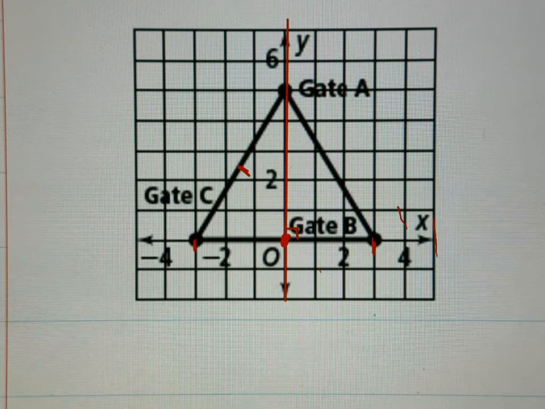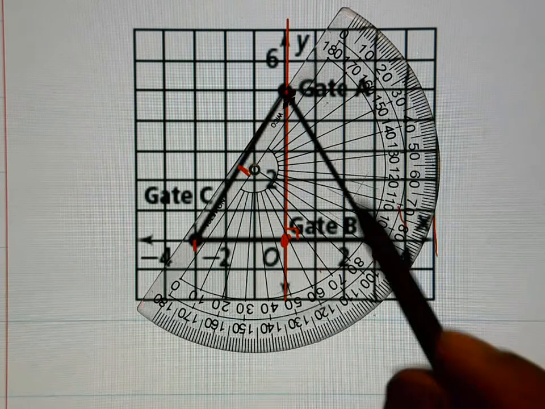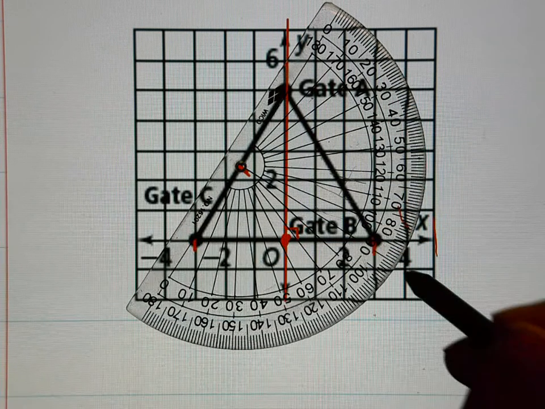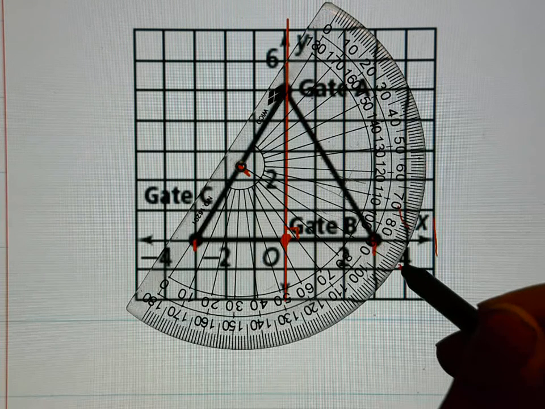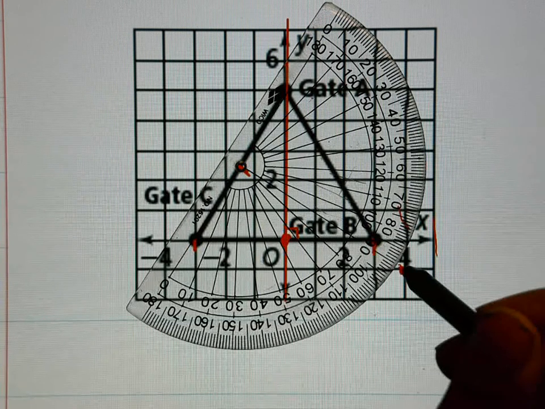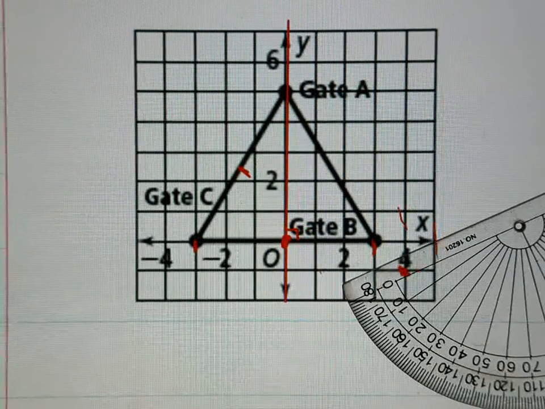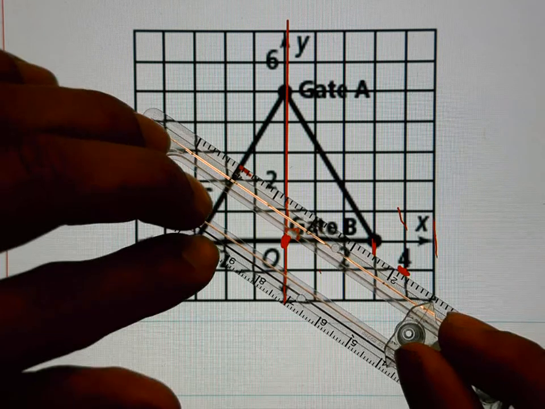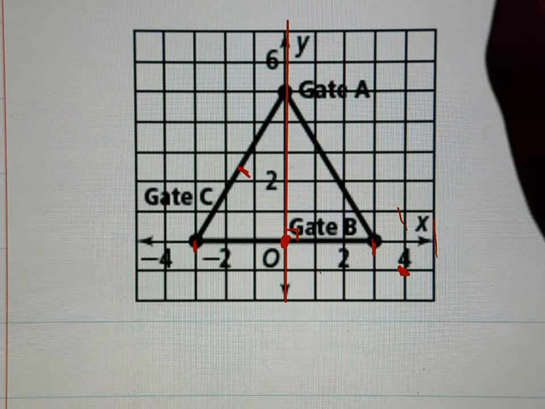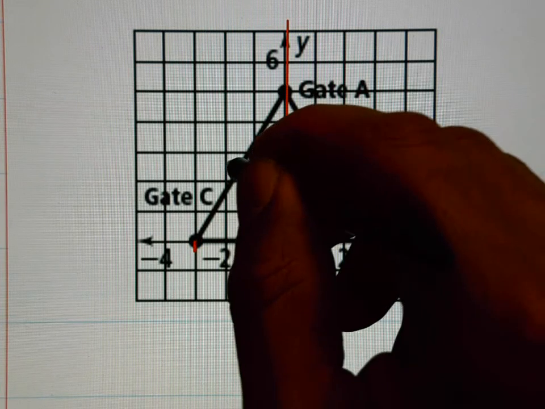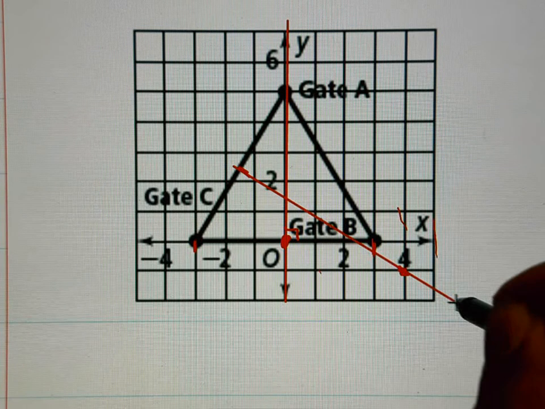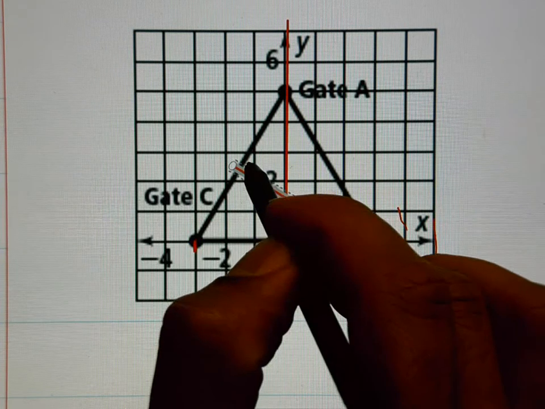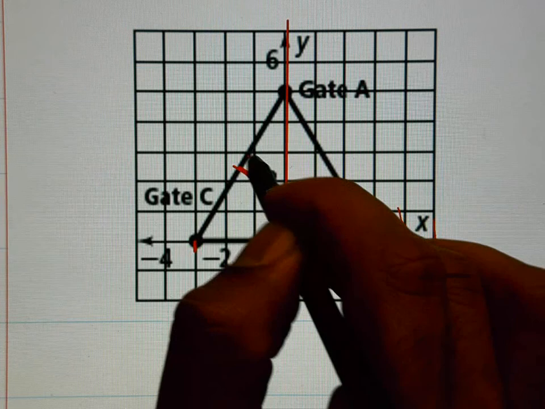So here is my protractor. I can set this right over it. I can make sure 0 and 0 line up, and I'm going to put a little dot right here at 90 degrees. Then all I have to do is take my ruler and draw my other line. So instead of my ruler, I'm going to use this fancy one. And guess what? This is now my perpendicular bisector of this side.